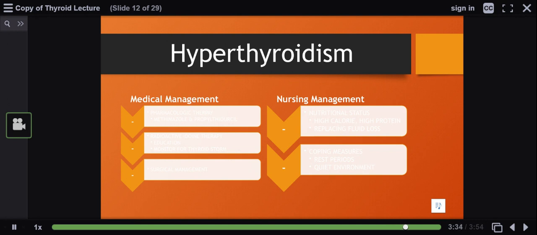Some of the nursing management for a client with hyperthyroidism is we want to improve their nutritional status due to the weight loss and muscle wasting. So we want to educate them to have high calorie, high protein meals frequently, and replace any fluid loss.